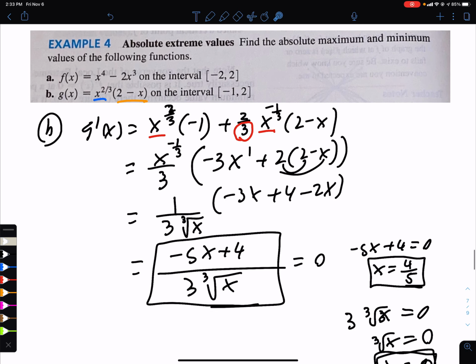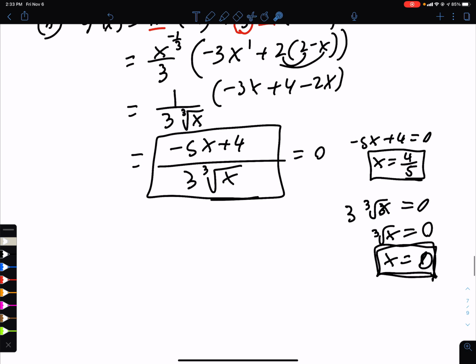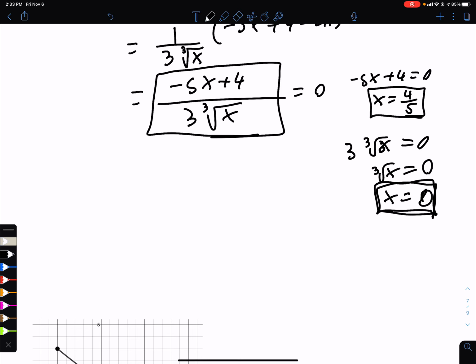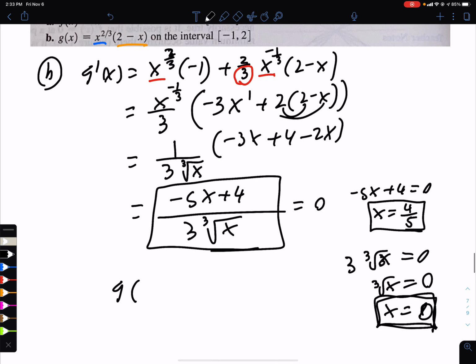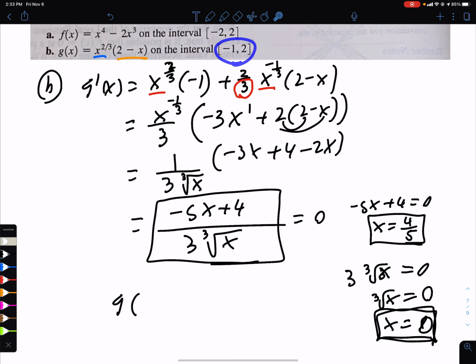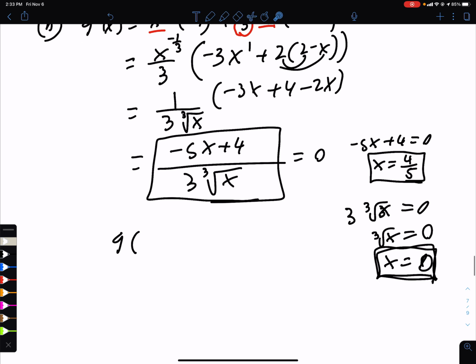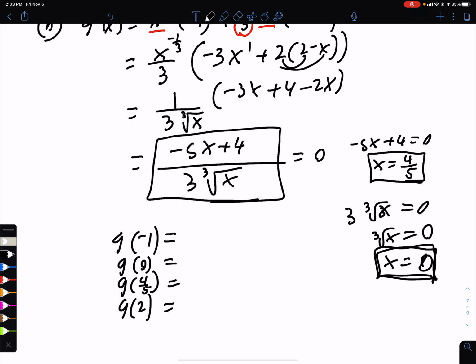But what's the question asking for? The absolute maximum and minimum value. So next, the endpoints were negative 1 and 2. So I need to find the y value at negative 1 and at 2 and at my critical points. So I'm going to find the y value at 0 and the y value at 4/5. And I pre-did these, so hopefully this time I didn't mess up. I don't know, I messed up last time. And I get these values.